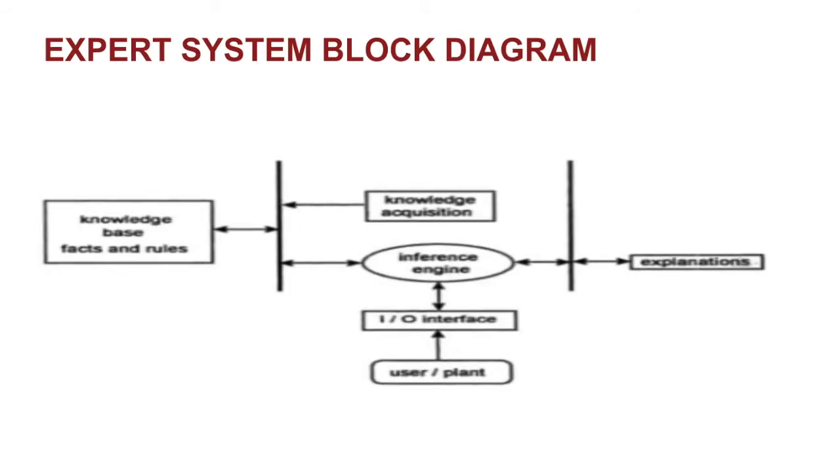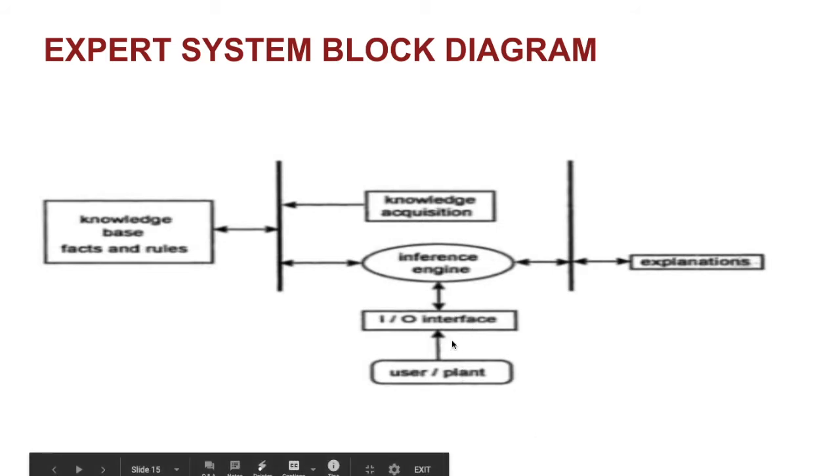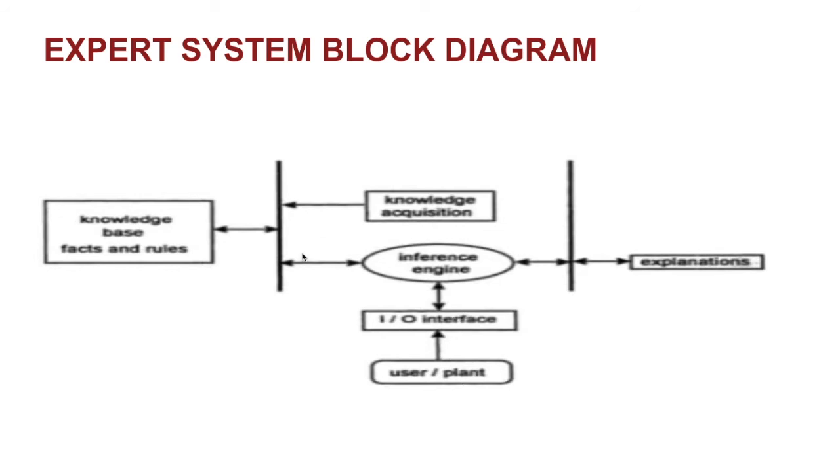This is the block diagram of an expert system. Here the user, this is the interface. The user interacts with this system, and there is a predefined knowledge which helps to take a decision.